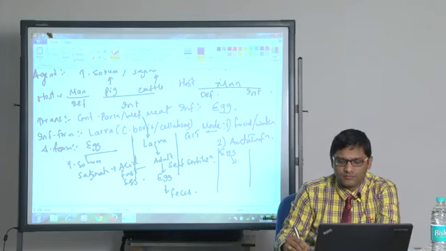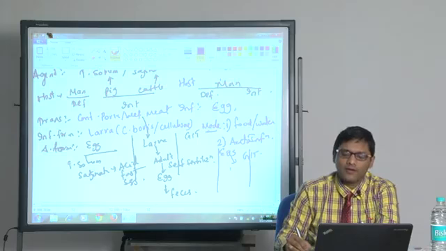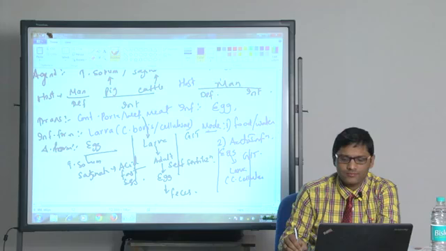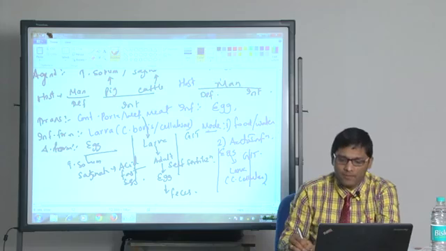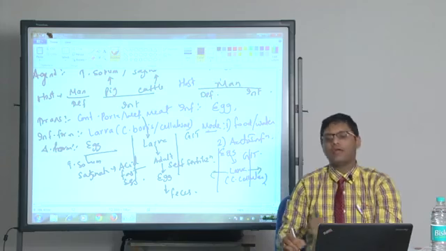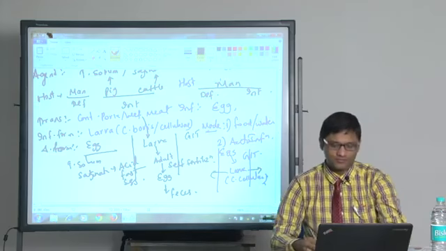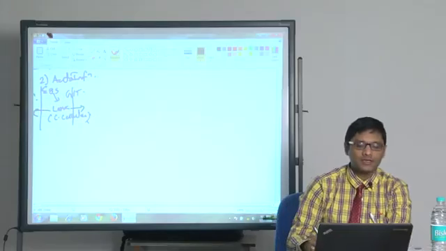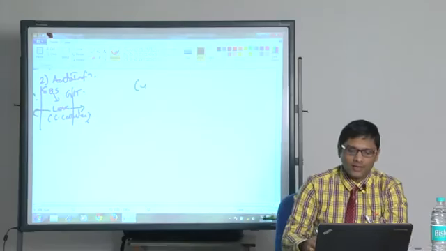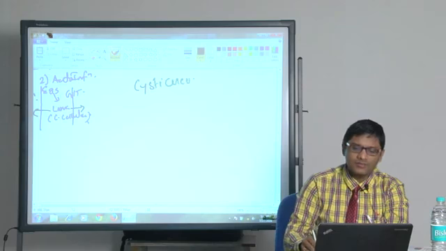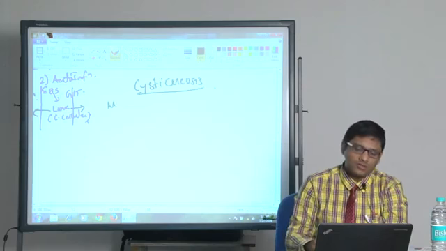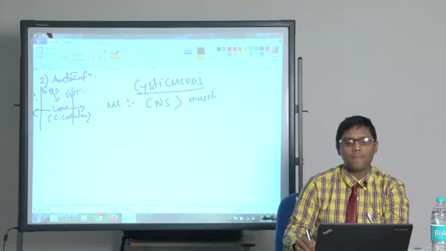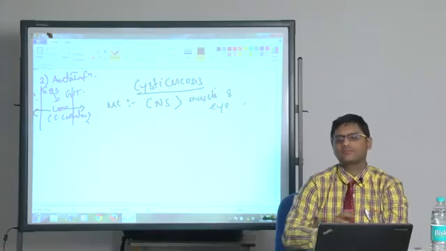inside your GIT, egg will develop into larva. Larva is Cysticercus cellulosae, and this larva will penetrate the GIT and will go and deposit in various organs, causing a disease called cysticercosis. The most common organ to be affected is CNS, followed by muscle and eyes.